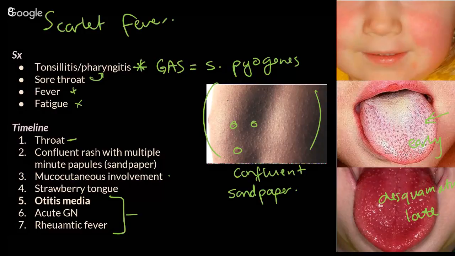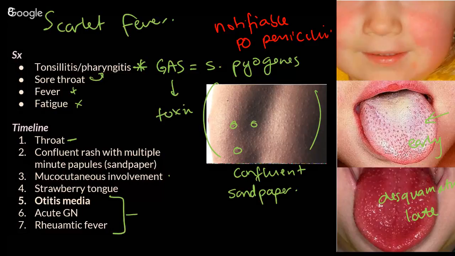The reason you get this is because GAS gives off a toxin, and then your body reacts to the toxin. What you need to know about it is that it's a notifiable disease, and they need to be on oral penicillin, so PO penicillin. They can return to school usually within 24 to 48 hours of exclusion, but not much longer than that.